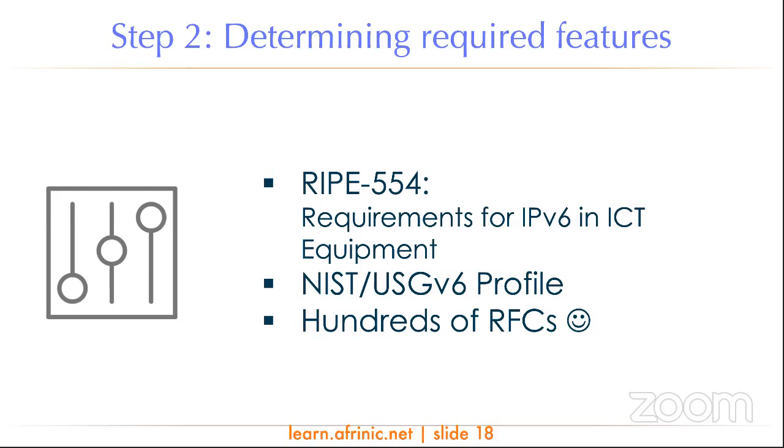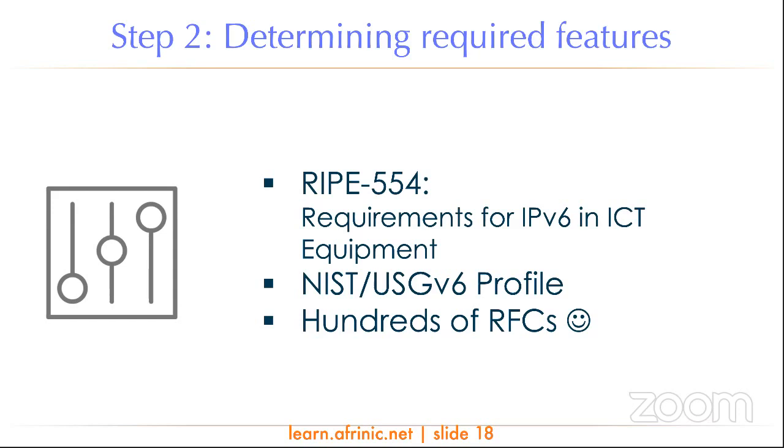So the RIPE 554 document, the requirements for IPv6 in ICT equipment, I'll share the links later on. Something worth mentioning about RIPE 554 is that it's entirely based on RFCs. So for a device to have basic IPv6 support, it should support a minimum set of RFCs. You need to ensure that you are looking at the current, up-to-date RFCs, because RFCs are usually improved, right? For example, the IPv6 RFC was 2460. Now it's internet standard 8200. So you need to keep that in mind whenever you're working with RFCs.